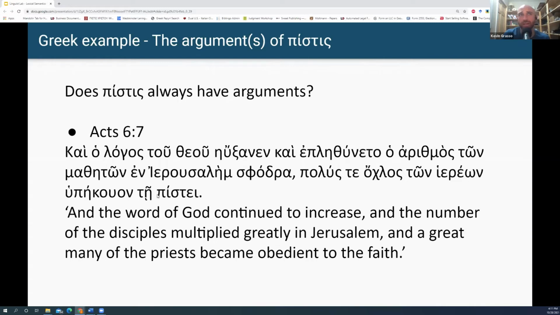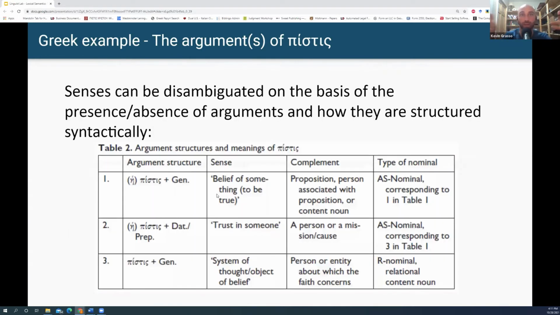Here it's pretty clear that obedient to the faith in Jesus is probably not the case. If anything, it's the faith of, with the genitive, but it's not te pistei eis Christon or something like that. So this is a different sense of the word. You don't have the argument and you have a different sense. That's the idea. And so syntax is telling us something about the meaning.